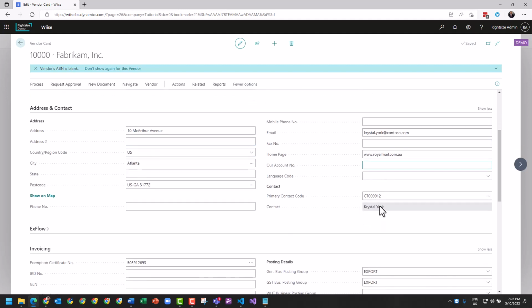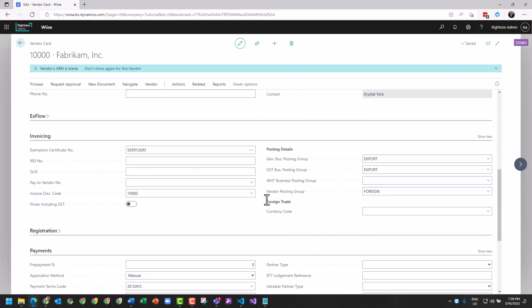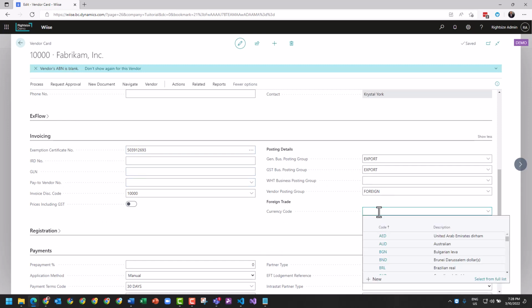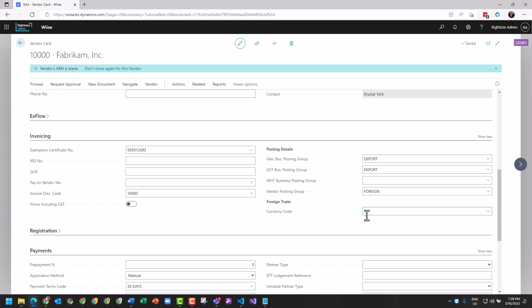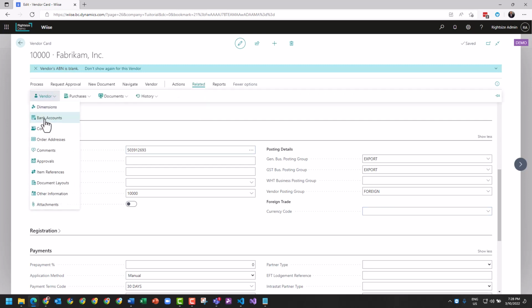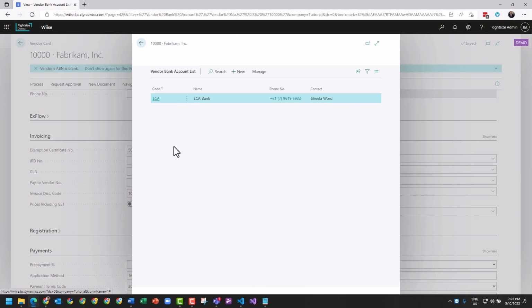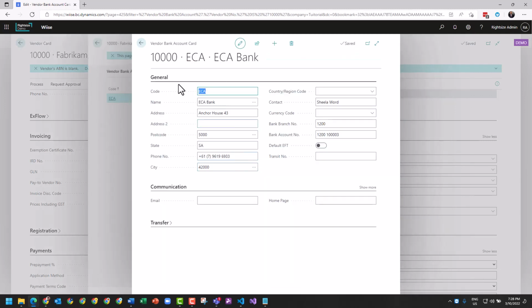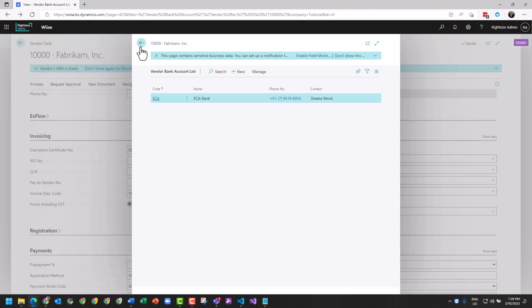Going further down here, I'm going to look for the currency code. Super important. If we're dealing in multi-currencies and we're dealing offshore, we really need to make sure that we're getting the currency code set here. Under related vendor, we want to be thinking about the bank account of the vendor so we can pay them. So you should add a bank account with their banking details so we can turn around and run the payment straight through the system.